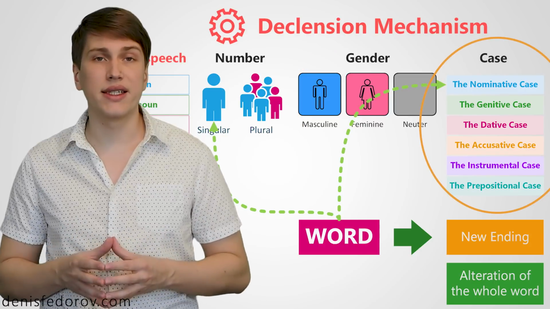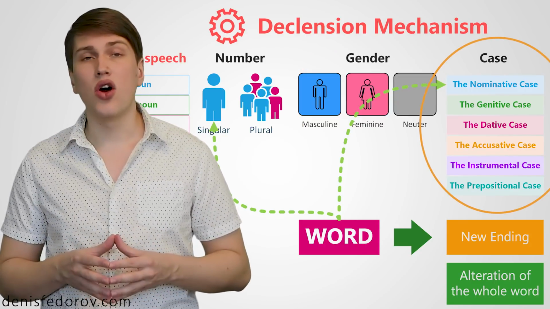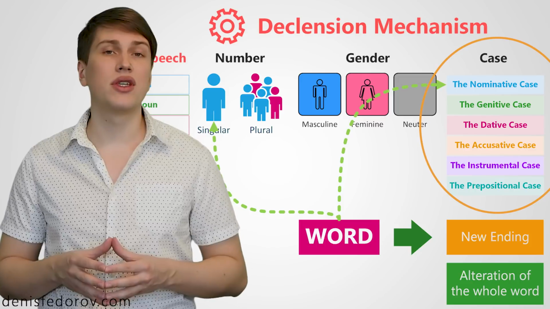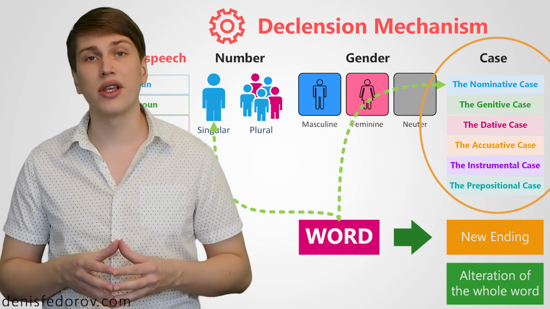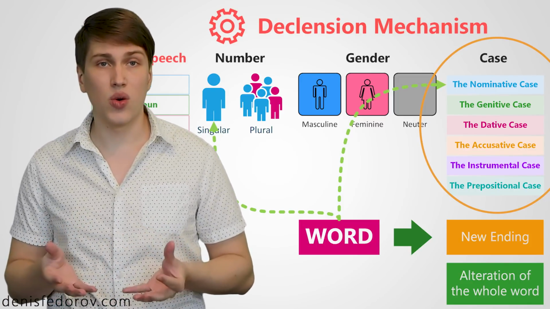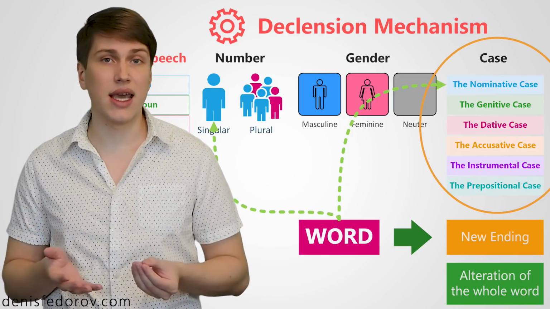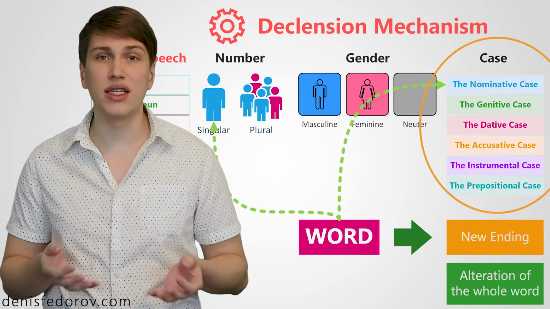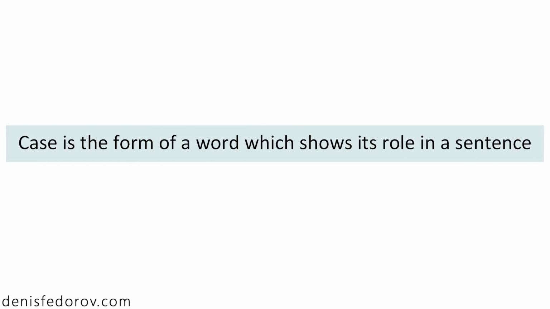But what is case? What do these nominative, genitive, dative, accusative, instrumental, and prepositional cases mean? How to know what each of these cases denotes? Because these names don't make any sense. First of all, let's figure out what is case. Here is the definition. Case is the form of a word which shows its role in a sentence. So the same word can have different forms depending on its role in a sentence.